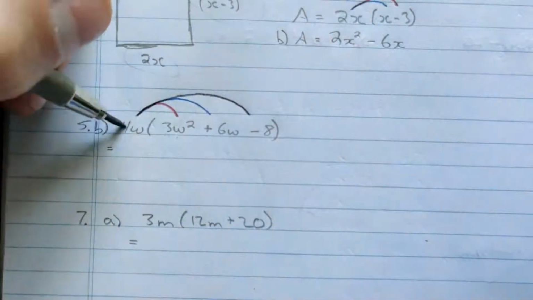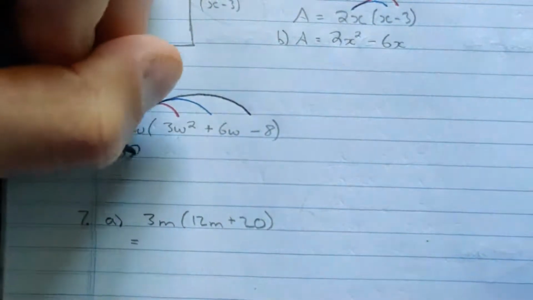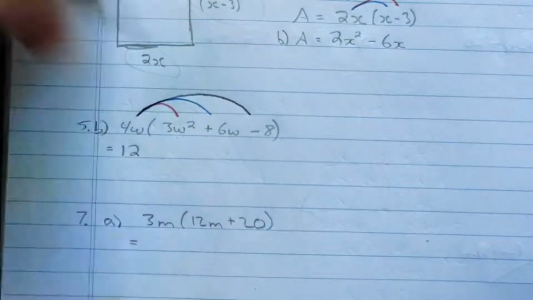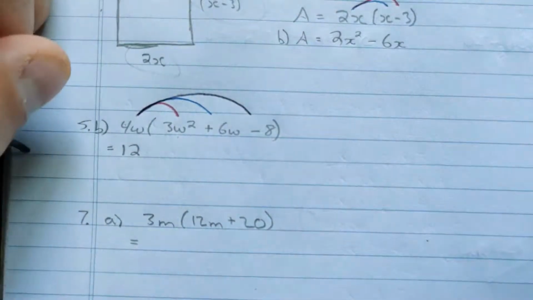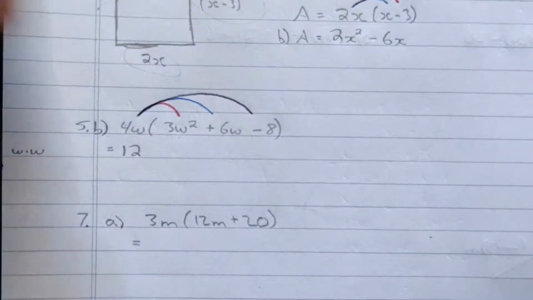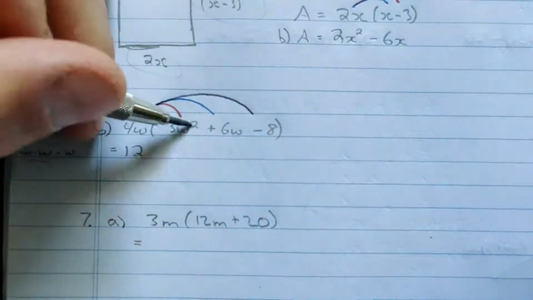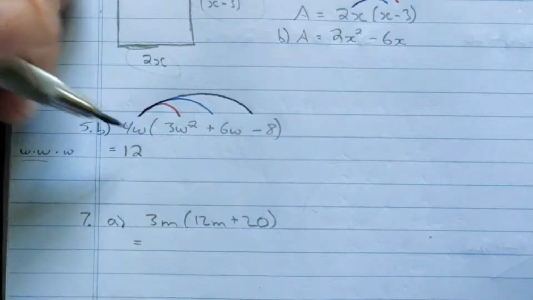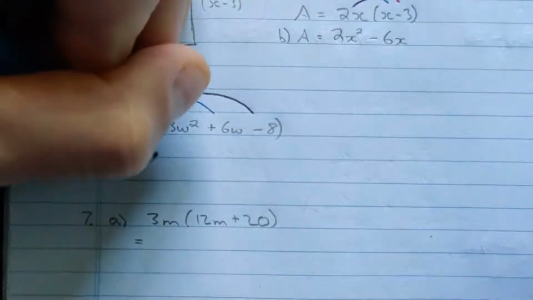So the first one, 4w times 3w squared. 4 times 3 is 12. And then I have w times w squared. So remember, w squared is w times w. And so we have w times w is the w squared times the other w. So I have 2 w's from here and a third w from here. So I got w, w, w, or w to the power of 3.